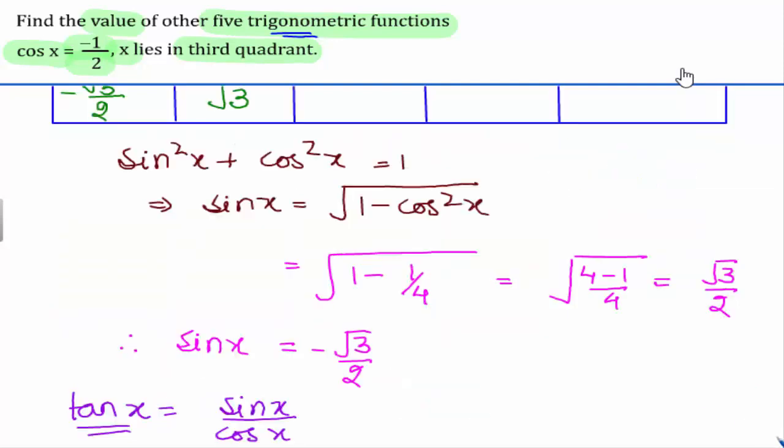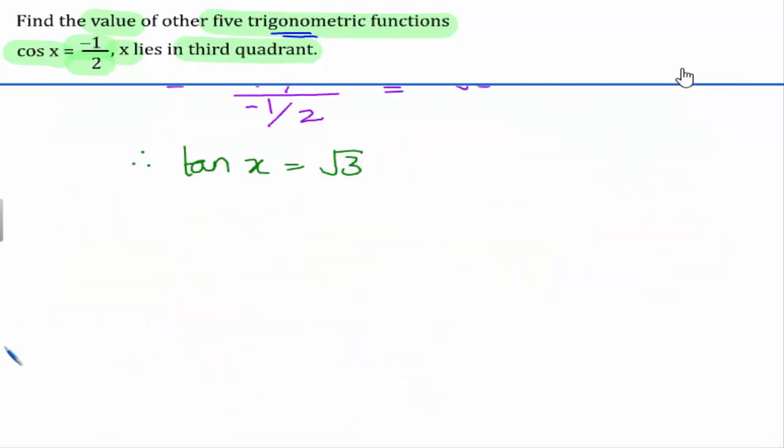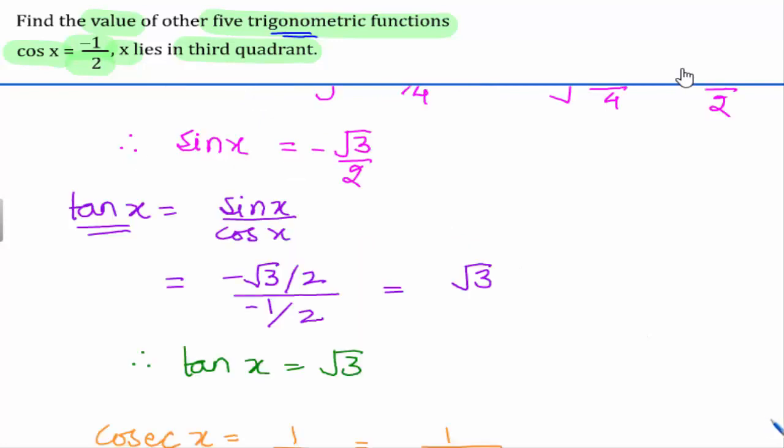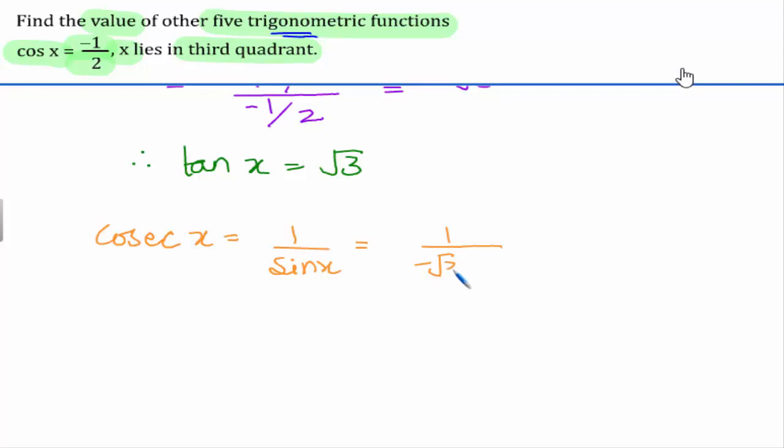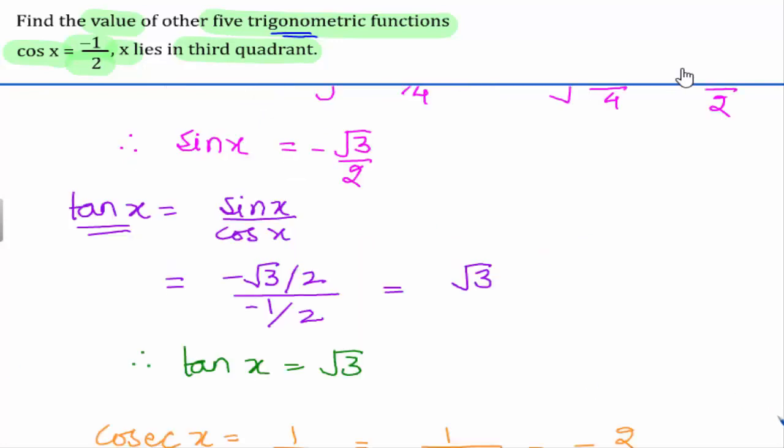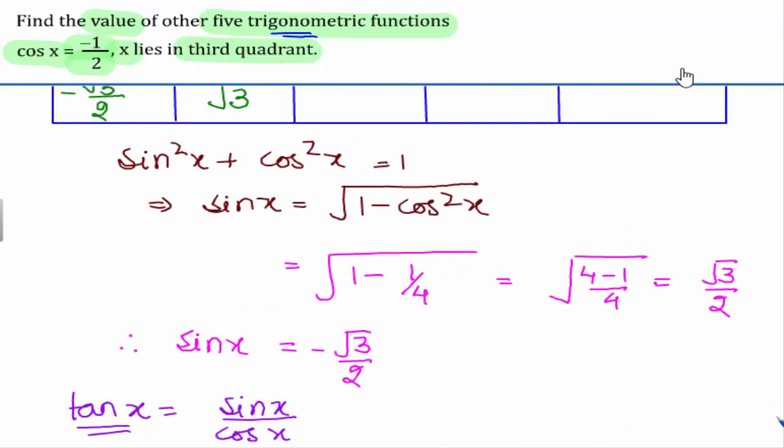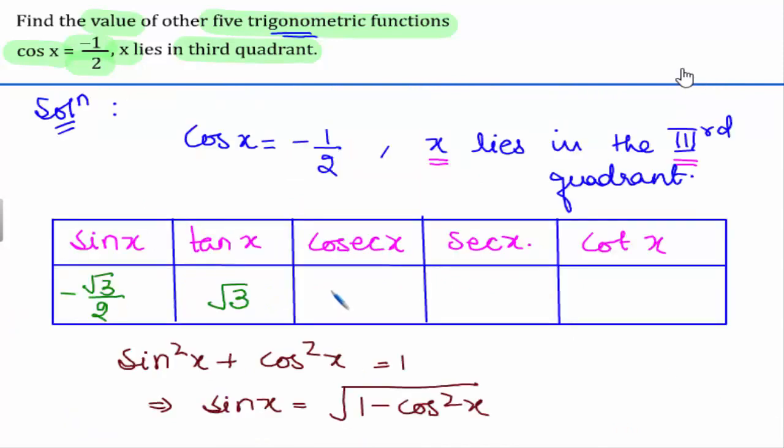Now let us find cosec x. Cosec x is given by 1 upon sin x. So this is equal to 1 upon minus root 3 upon 2, which is minus of 2 upon root 3. Since the cosec function is negative in the third quadrant, its value is minus 2 upon root 3.